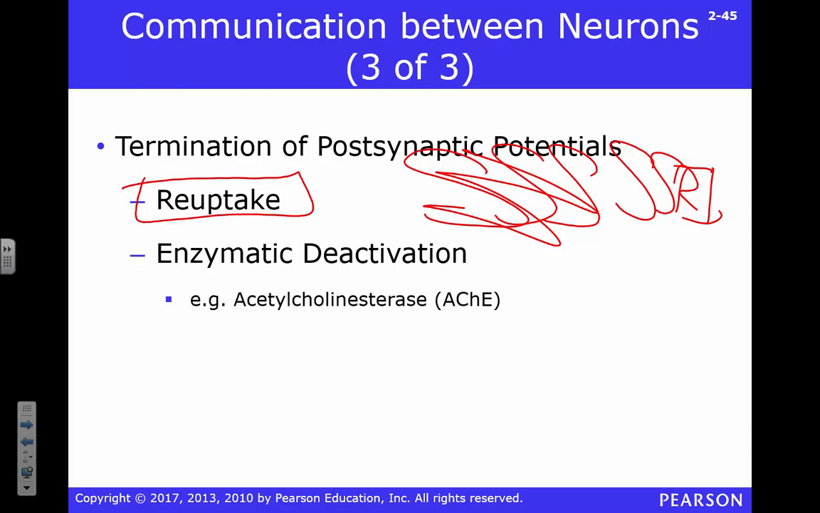Enzymatic deactivation. Now that sounds really complicated, especially when I tell you it happens through acetylcholinesterase. I know it's a long word, right? Just think if you knew that in the 3rd grade, you'd all be spelling bee champions.